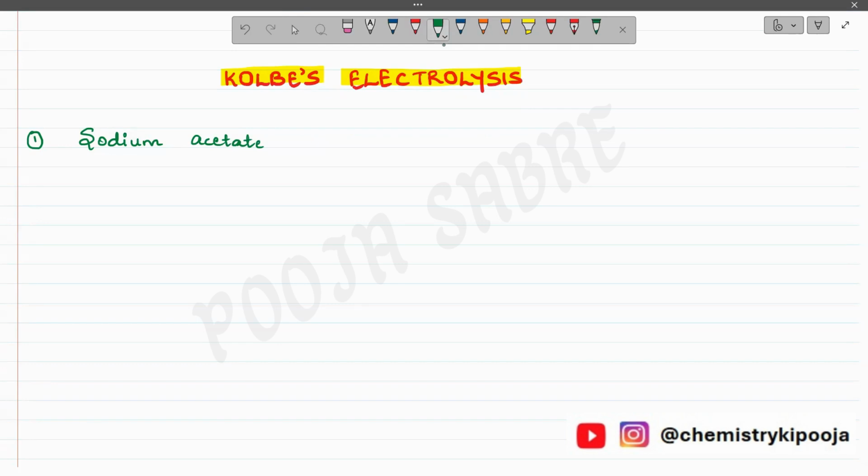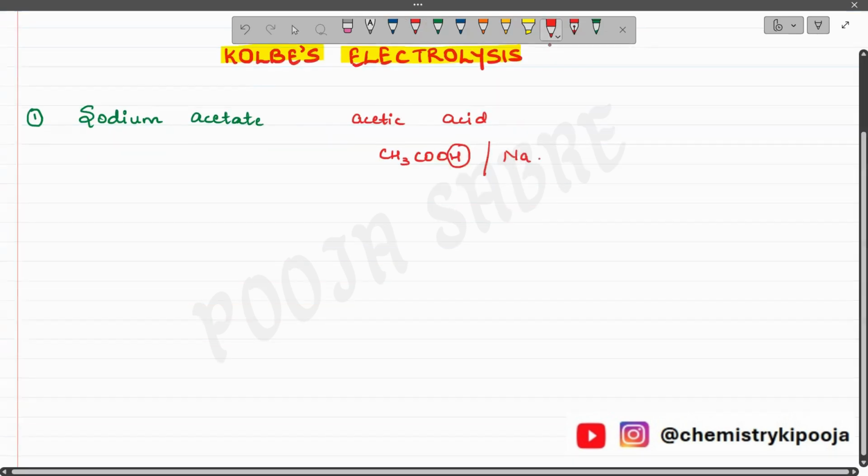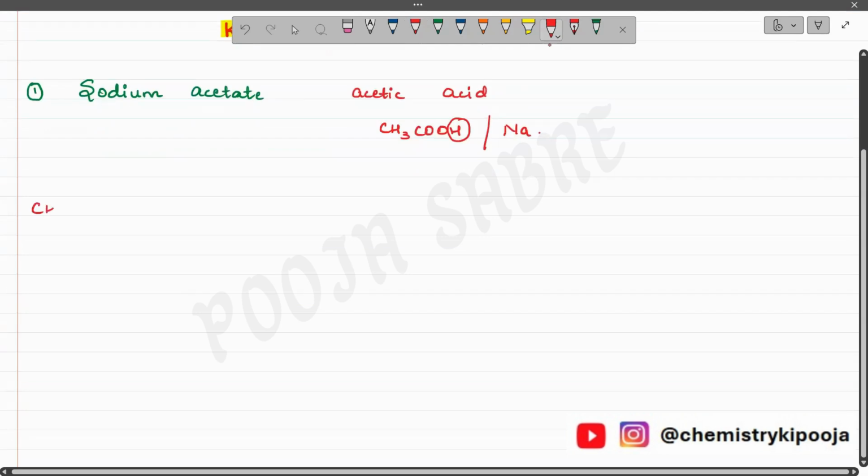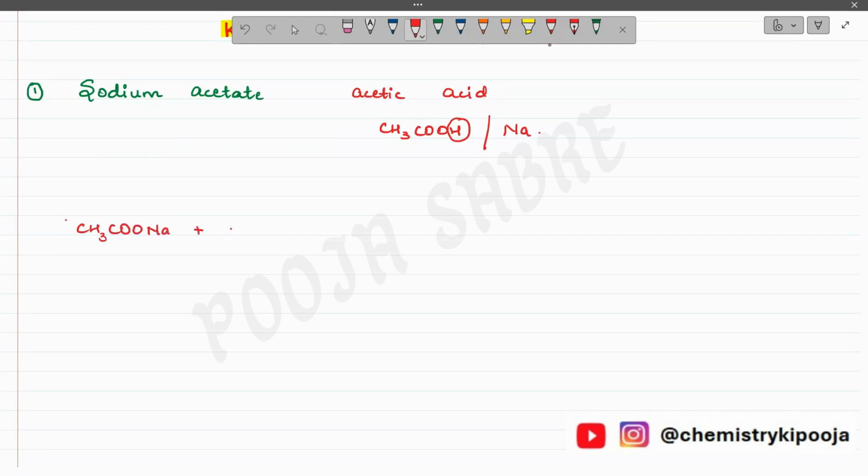Now basically, sodium acetate. From where will we be getting the sodium acetate? Definitely we will be getting it from acetic acid. The formula is CH3COOH, and if I replace this H with Na, I will be getting sodium acetate. Clear? So what will be the reaction, students? It will be CH3COONa, this is sodium acetate, plus twice of water molecule, this is also twice.